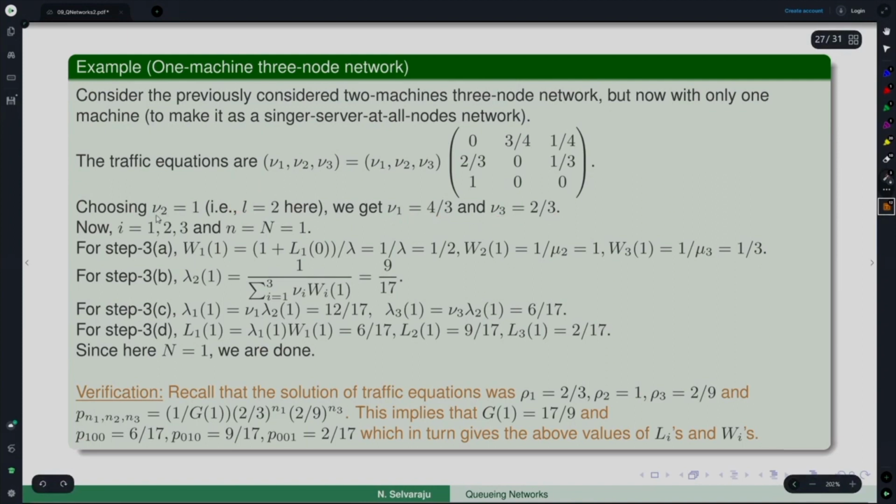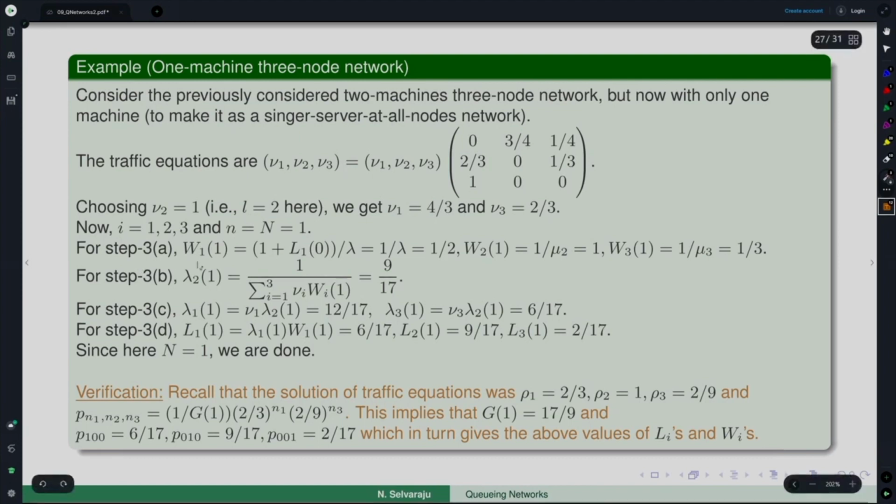This is the relative throughput: if for nu 2 the arrival is happening at rate 1, then for nu 1 it is 4 by 3 times the corresponding arrival rate in nu 2, and 2 by 3 for nu 3. Now for i is equal to 1 to 3 and n is equal to 1, there is only one customer, because there is only one machine. So, capital N is also equal to 1, and we need to apply this algorithm for only one step.